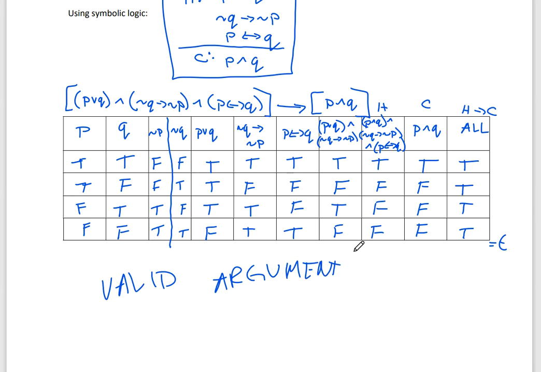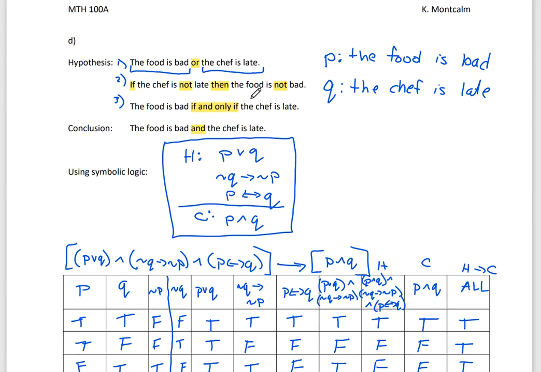So if all those conditions are met, so the food is bad or the chef is late, if the chef is not late, then the food is not bad, the food is bad if and only if the chef is late. So if all of those conditions are met, then the conclusion that the food is bad and the chef is late ends up being true. Okay?